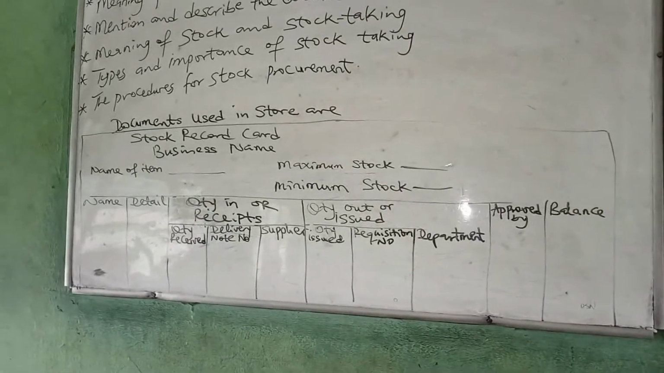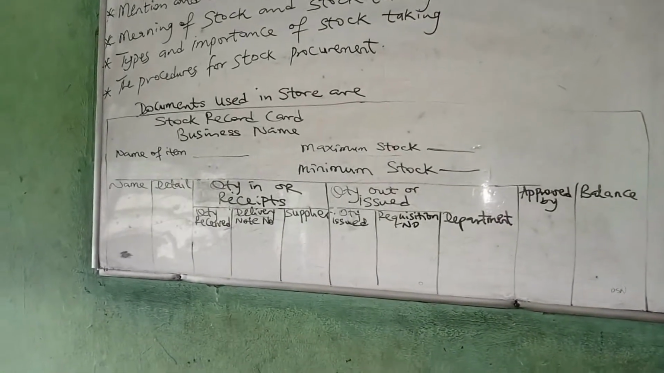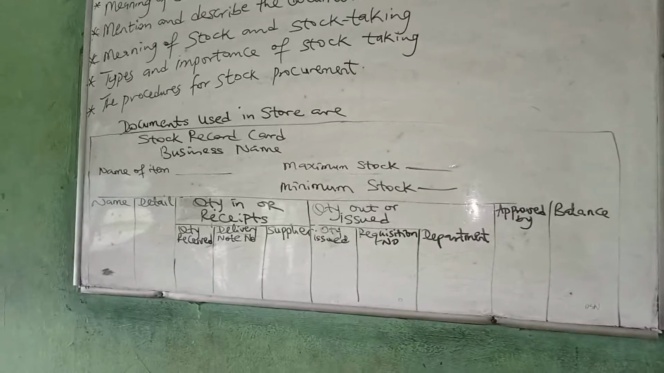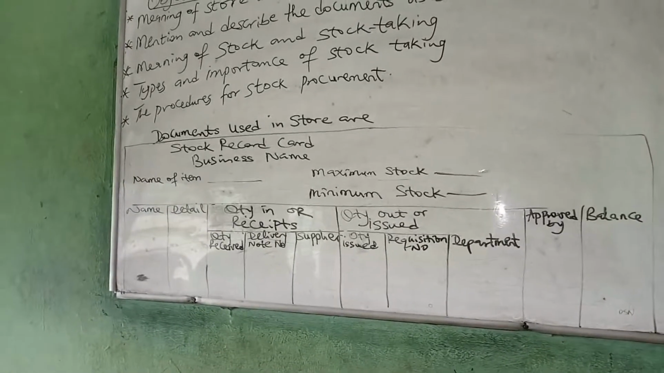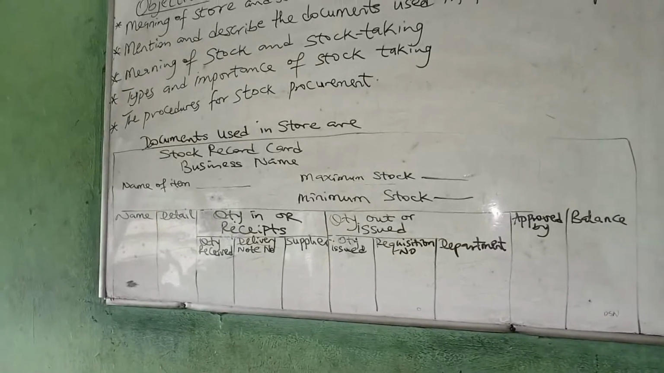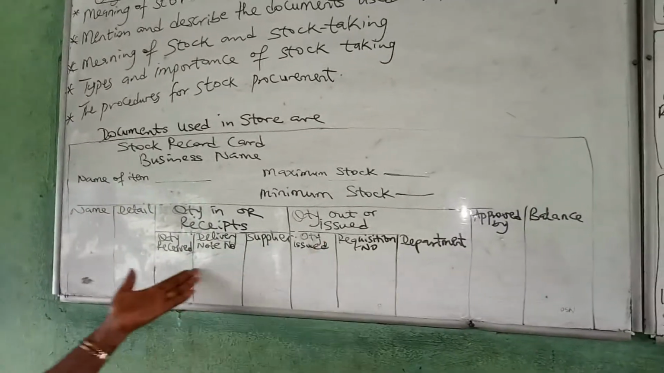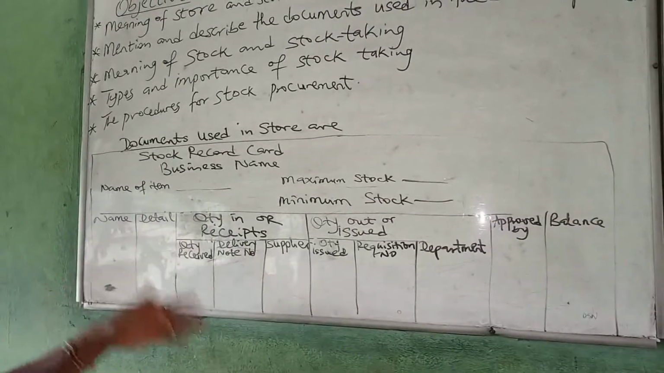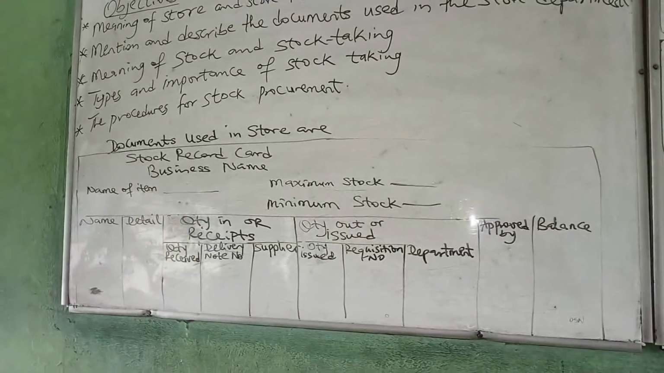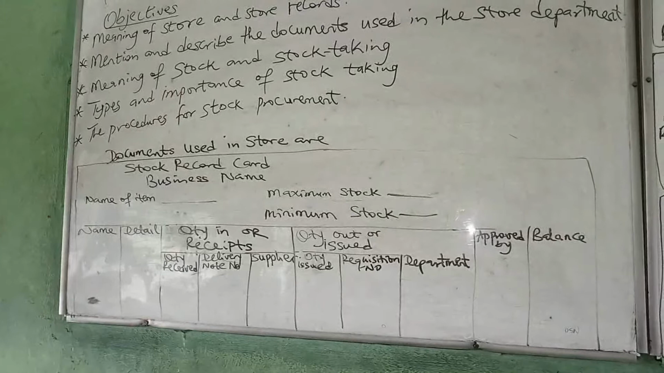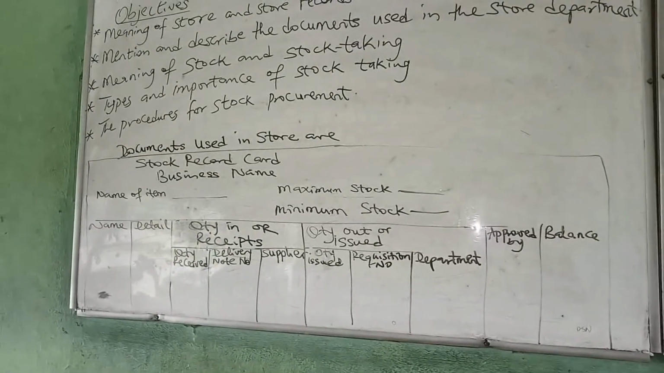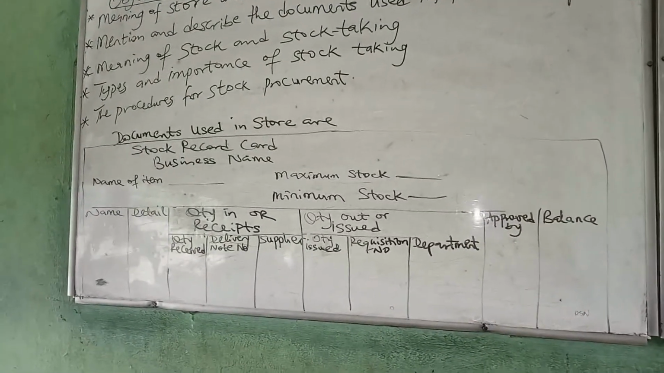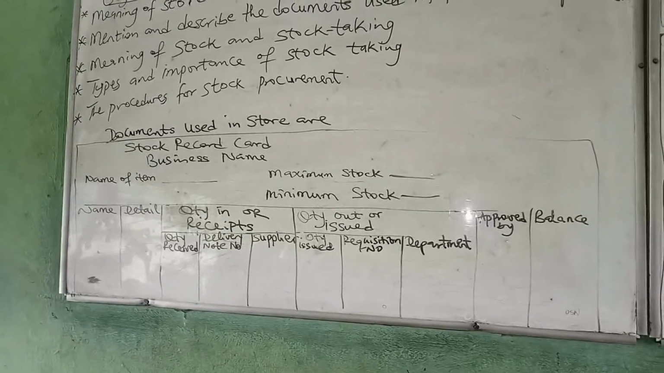Then, this is used to record the quantity of goods supplied, how the goods were issued out to other departments, the quantity and the balance of stock in the store room. All these are contained in the stock record card. Any time stock is removed, or any that comes in, it must be recorded in the stock record card. It also provides other detailed information, such as dates.